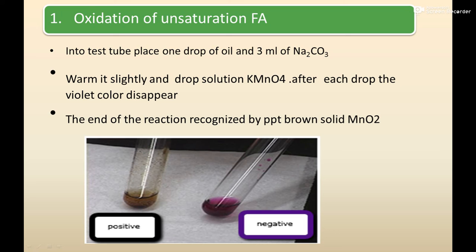The end of the reaction is recognized by the precipitation of brown solid manganese oxides. So this one is negative while this one is positive. At the end of the reaction, we will recognize the brown precipitate of solid manganese oxides.